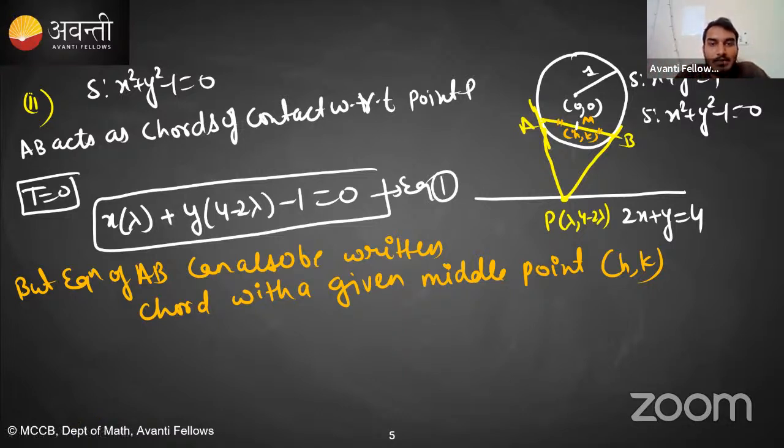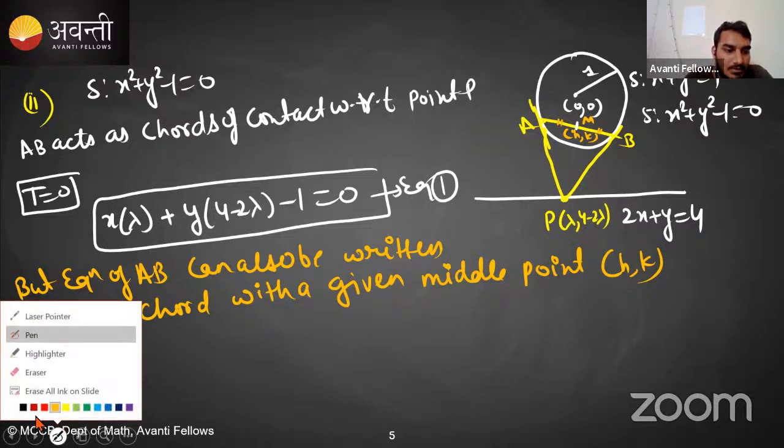What is the procedure for writing the equation of the chord with the given middle point? Everyone quickly, let me know the answer in the chat box. What is the equation for that? In the last class I have told you. Everyone tell me quickly: JNV Davangri, JNV Uttara Kannada, JNV Tumkur, JNV Chitradurga. How do you write it? I'm waiting, everyone. Tell me.